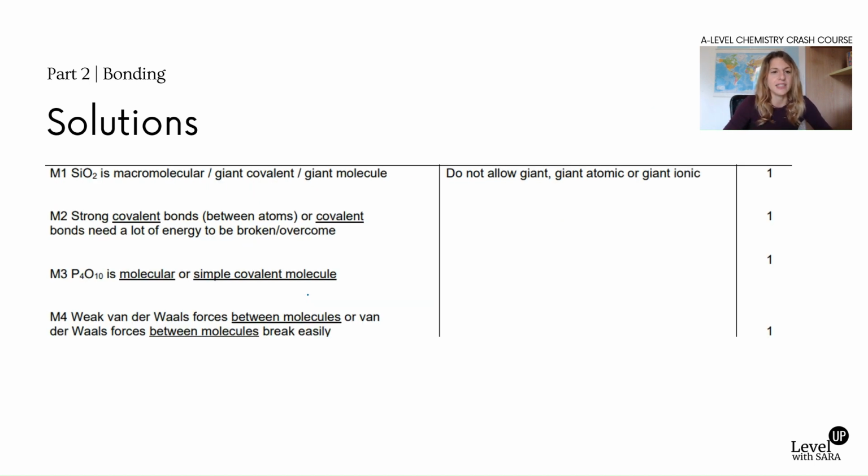Look at the 4 marks here. Type of structure: giant, macromolecular, or giant covalent. Strong covalent bonds need lots of energy to overcome. 3rd mark: molecular is a simple covalent molecule, and then van der Waals forces, because there's no big difference of polarity. So weak forces between the molecules, easy to break, not a lot of energy is required. So this is one example when you're comparing 2 completely different structures, but you still needed to explain the bond, the structure, and relate it to energy.